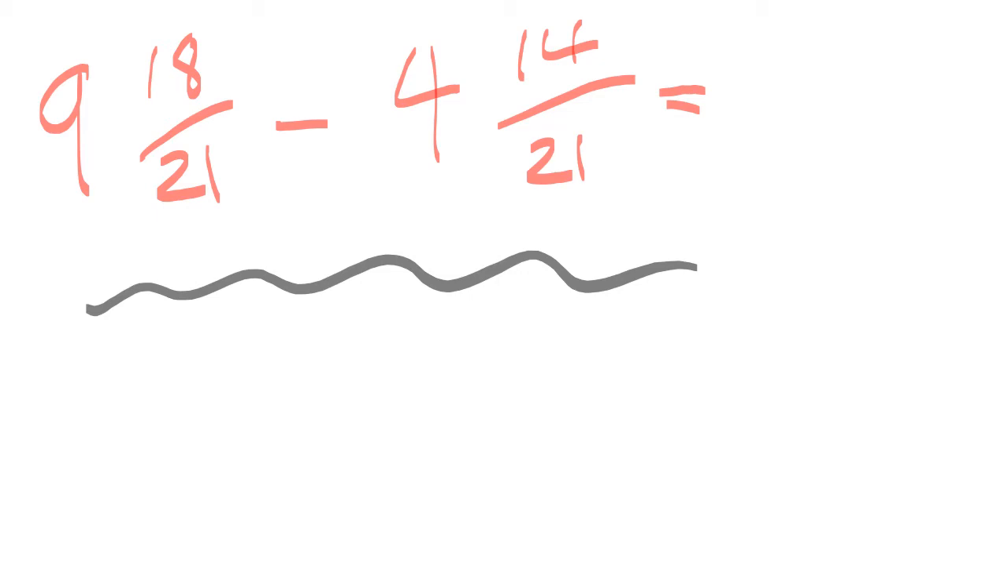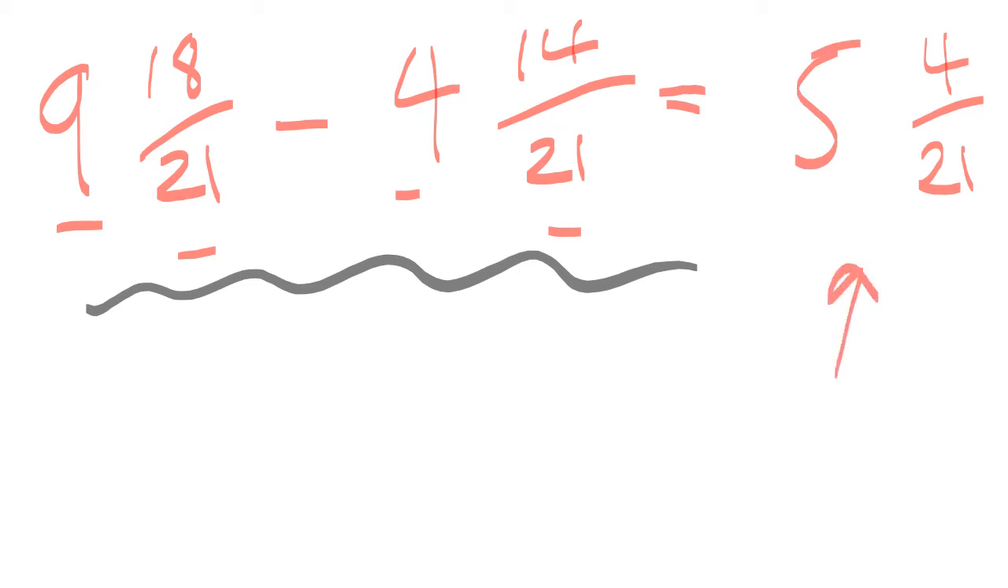When we're taking away fractions, we should do the fractions first. So 18 21sts minus 14 21sts is 4 21sts. And 9 minus 4 equals 5, and there's your answer. That's as far as it's going to get down to.